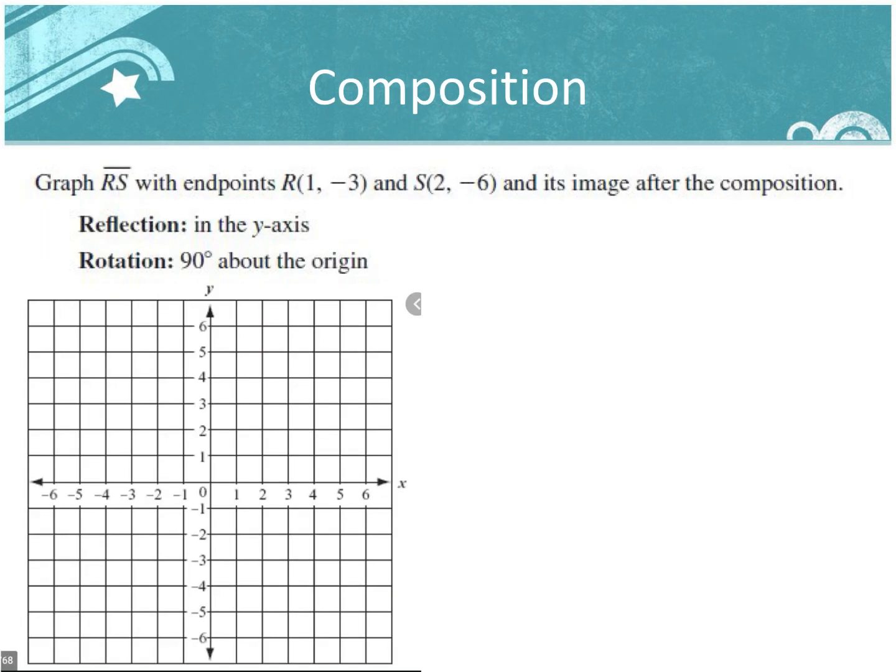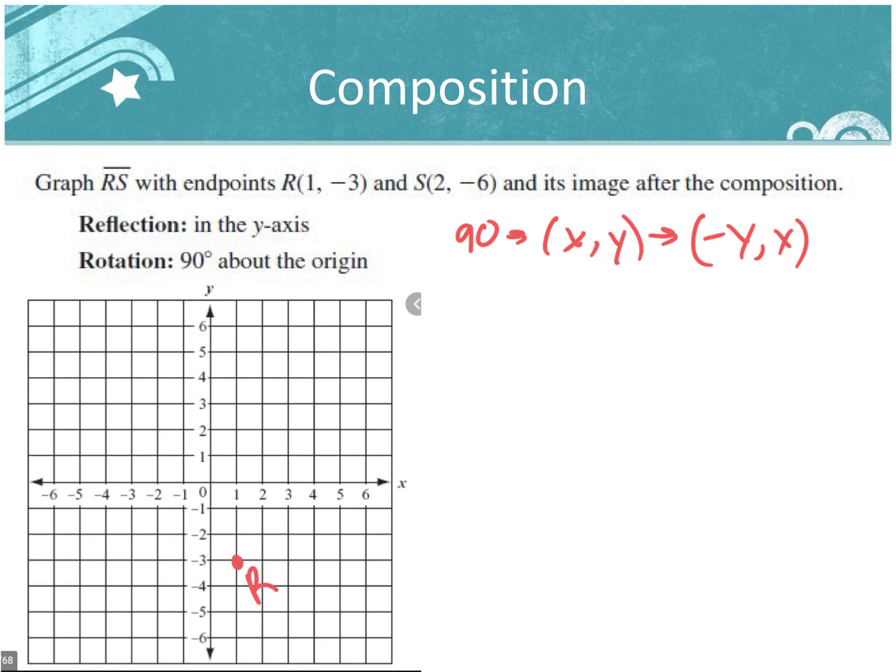For this next one, they want us to graph line segment RS with the endpoints R at 1 comma negative 3 and S at 2 comma negative 6 and its image after the composition. They want us to reflect about the y-axis and rotate 90 degrees about the origin. So we're going to use the rules. I'm going to rewrite them right here on the right. For the 90 degrees, x comma y, the original, is going to become negative y comma x.